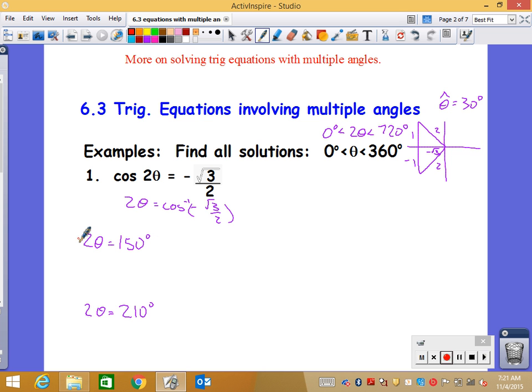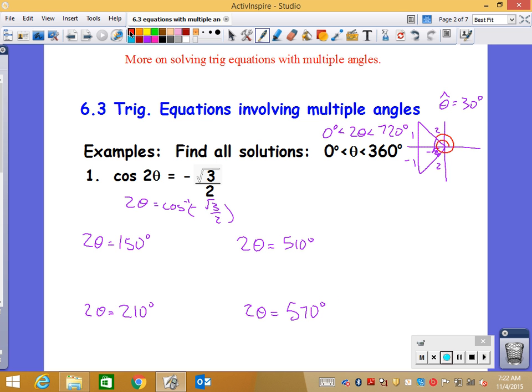So these first 2 that I wrote, 2 theta equals 150, 2 theta equals 210, deal with going around the circle 1 time. But now I need to incorporate the second time around the circle. Remember, my first terminal side is 150 degrees, and then a whole nother circle around. So I also get that 2 theta is equal to 150 plus 360, so 510 degrees. And then for dealing with my second terminal side, I just keep on going. I end up getting 210 plus 360, so 570 degrees.